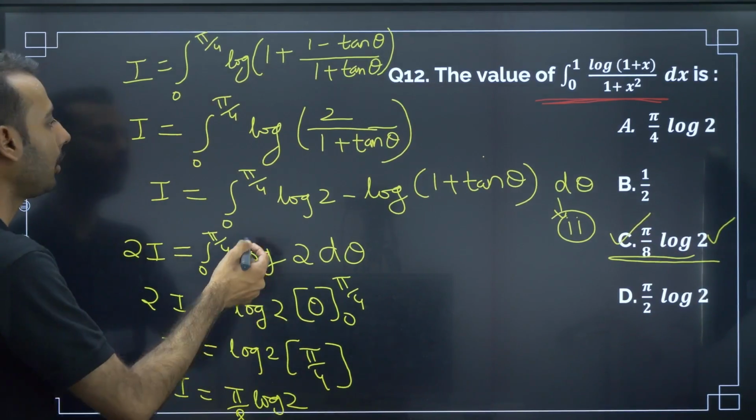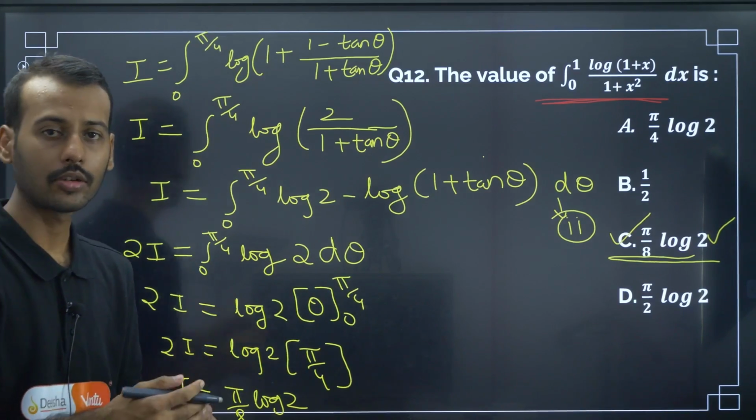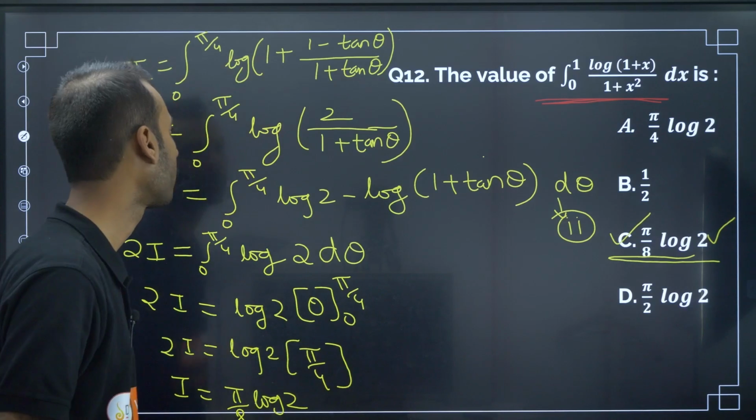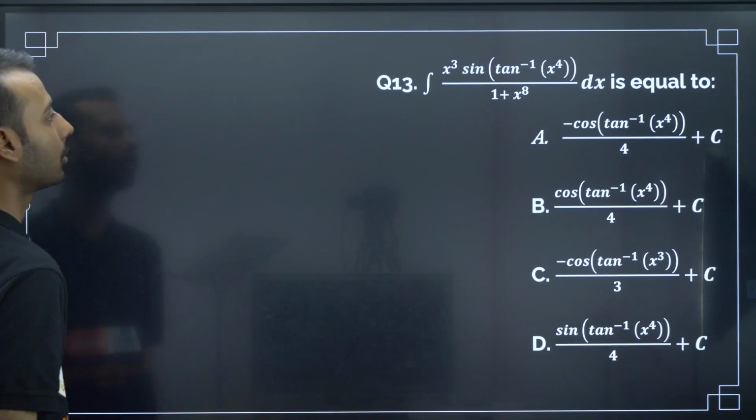Moving on to the next question. Easy question again. Easy but lengthy, time-consuming question, and based on a property. So that property which we have discussed was very important. Next, moving on to the next question.